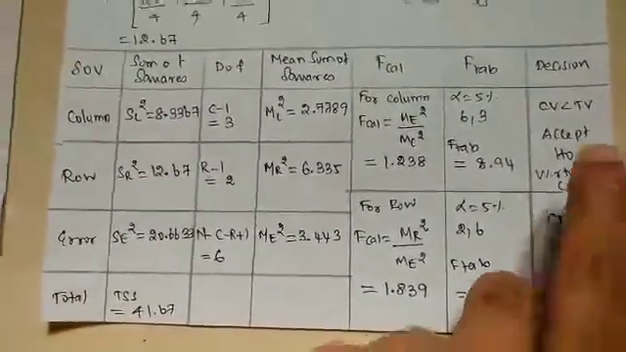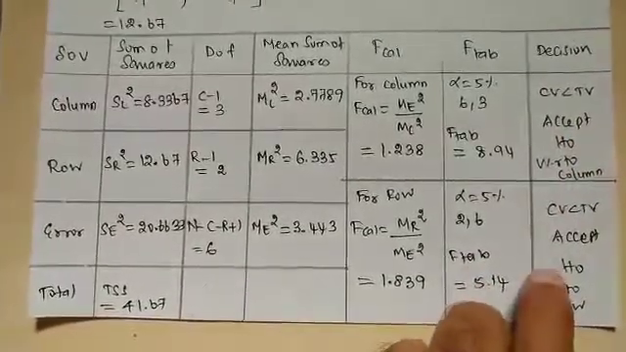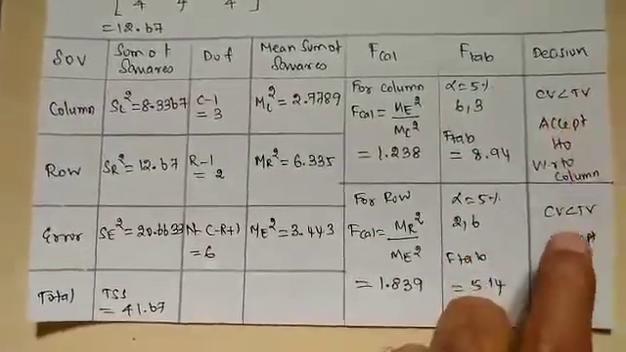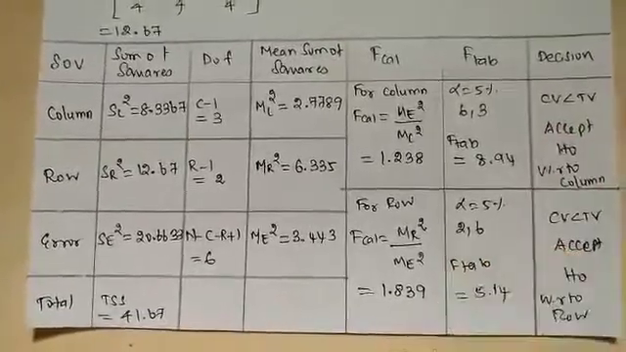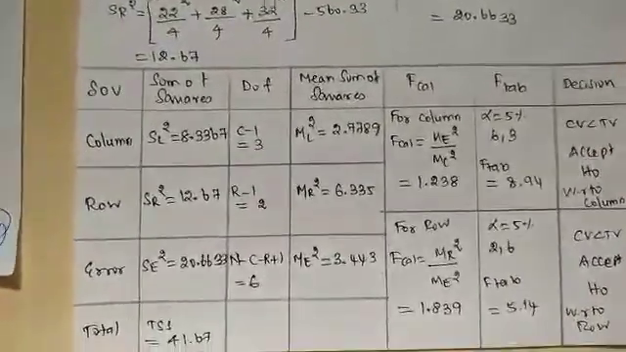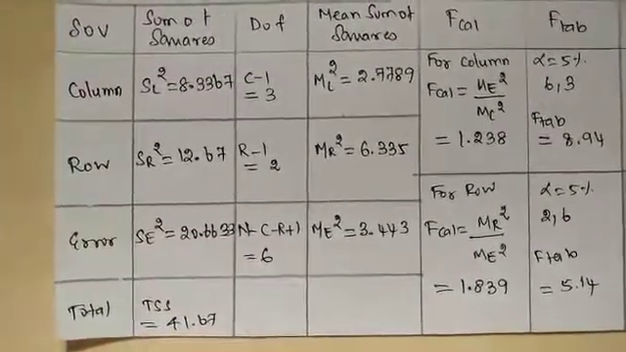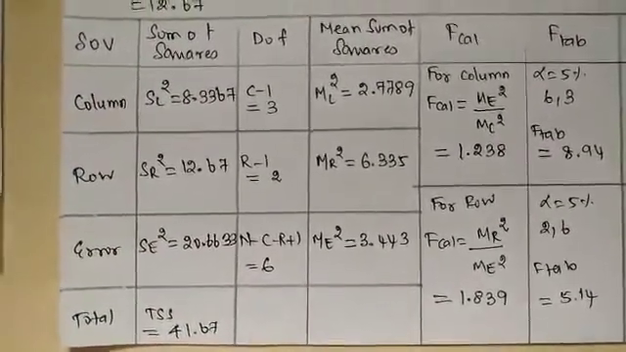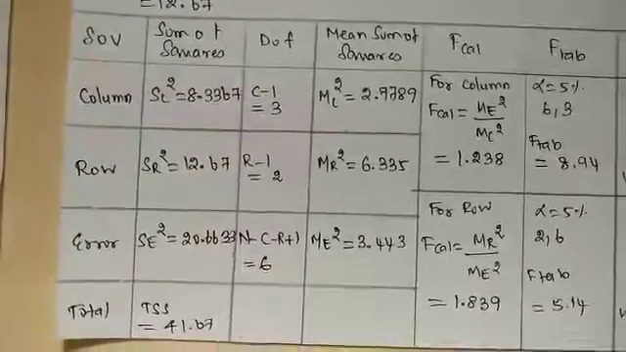Sometimes one may get accepted and the other may get rejected, sometimes the reverse, or both may get rejected. So there are four possibilities. That's it. Just check with the table value. If you are not able to go through it, just send me a message. I will clarify that.